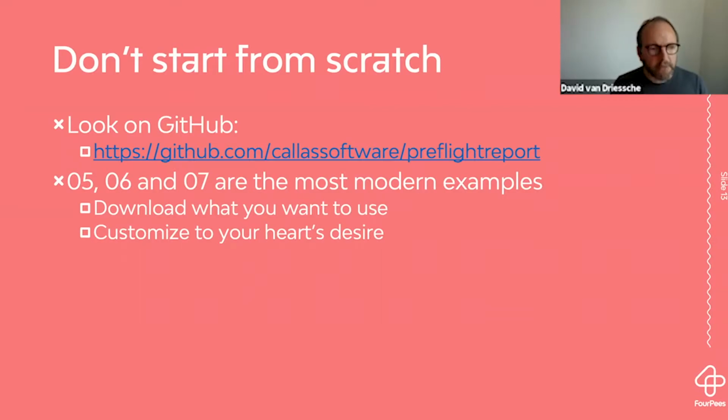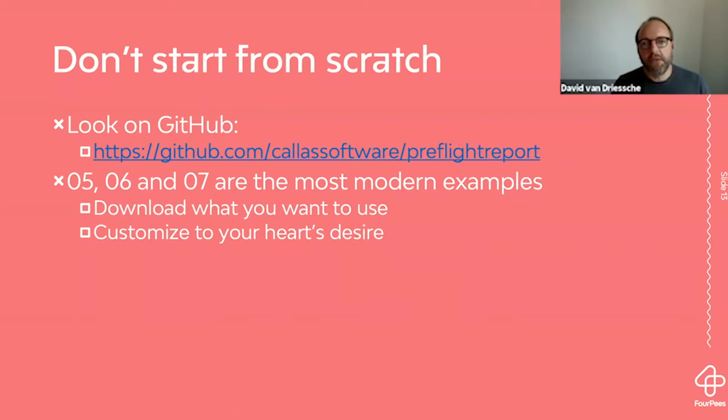What is better is that you go to GitHub, so github.com, and Callas Software has a GitHub page, which is github.com/callassoftware. If you go there, then you'll see a few different items. There is a folder for preflight reports. There is a folder for place content, and so on. The one you need here is the one that is preflight report. So that URL should actually do it.